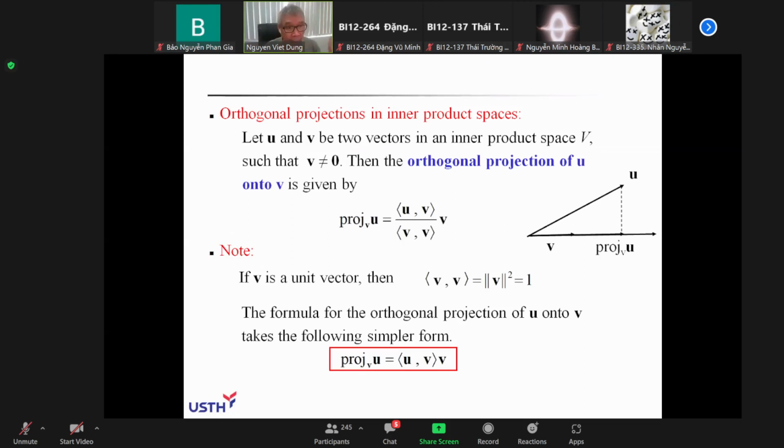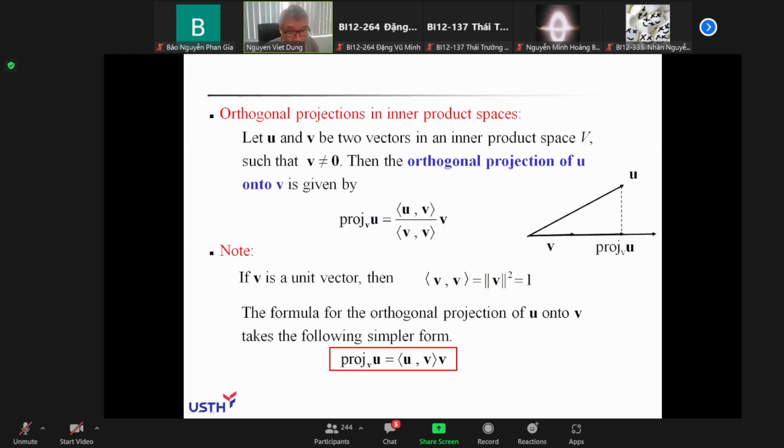First, that is the orthogonal projection of vector U onto a non-zero vector V. It is given by a formula like that, or by geometry. You can look at something like that one. I think the geometry will be much more familiar to you.